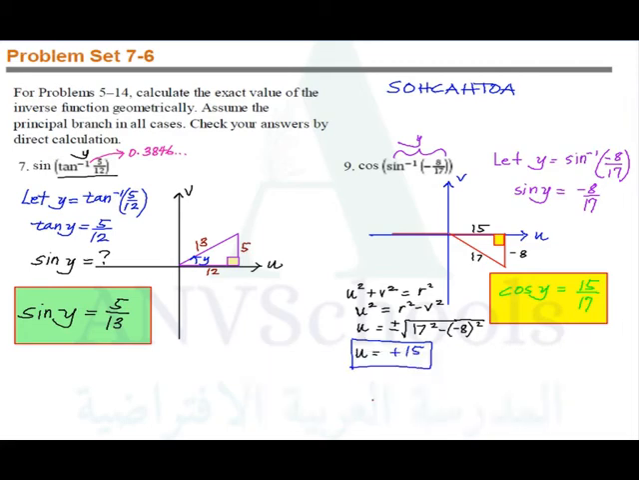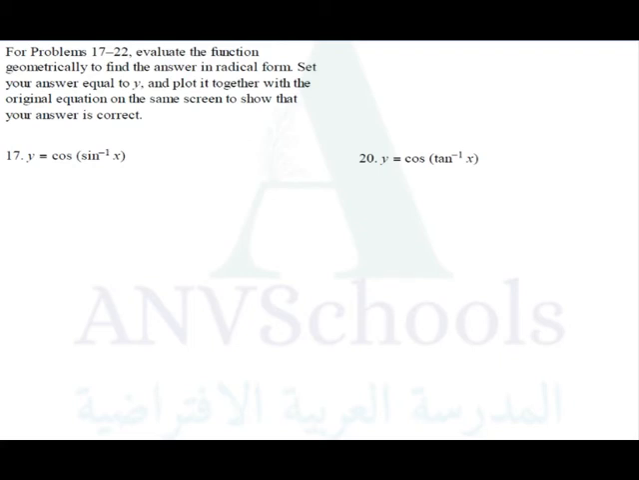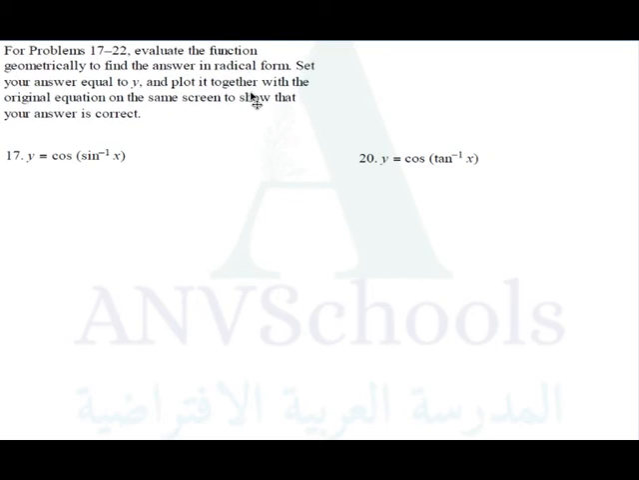So let's go to the other problems. Number 17. Evaluate the function geometrically and set your answer equal to y and plot it together with the original equation. We don't need to plot it. We're just going to find the answer in radical form. So we don't need to do this. Okay, y is equal to cosine of sine -1, or inverse of sine.